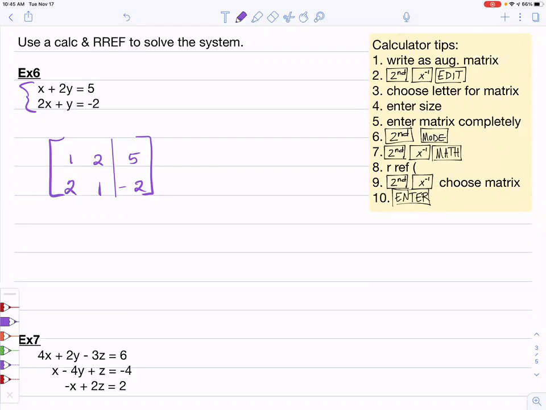Now your cursor is blinking on the first entry. So you want to enter by rows. So go ahead, you're going to do 1, enter, 2, enter, 5, enter. It'll bump you to the next row, 2, enter, 1, enter, -2, enter. Don't forget to enter after the last one.